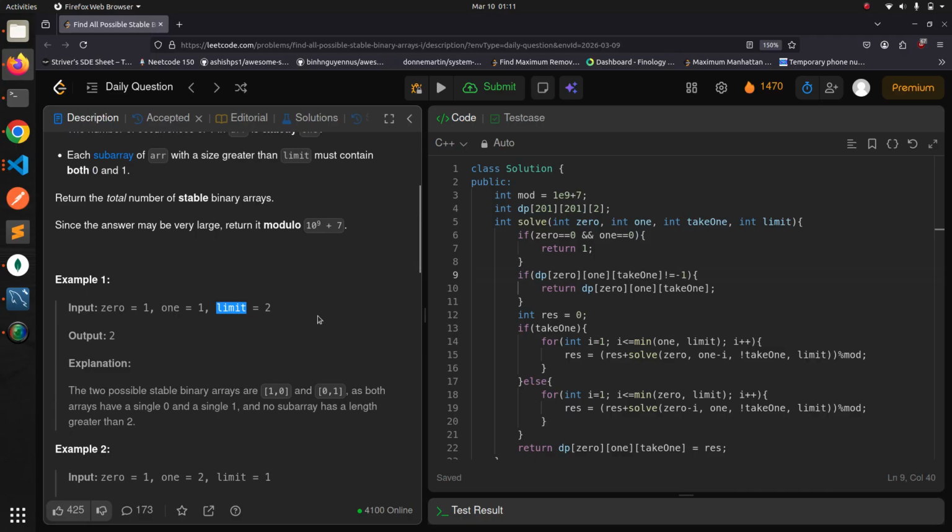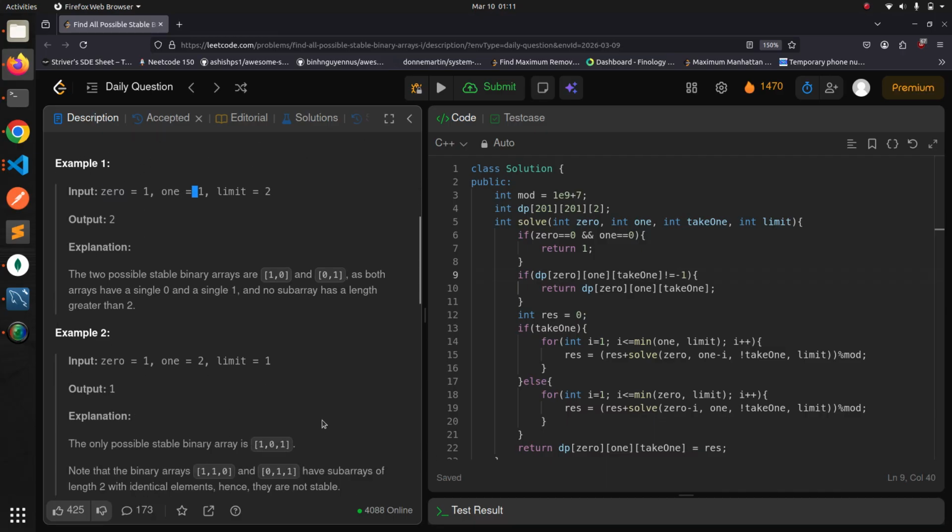Let's see the example here. Zero is 1 and one is also 1, so the possible stable binary arrays are 1 0 and 0 1, because we cannot have more than one 0 and one 1. So this is the condition here.